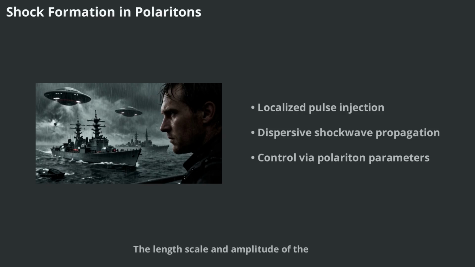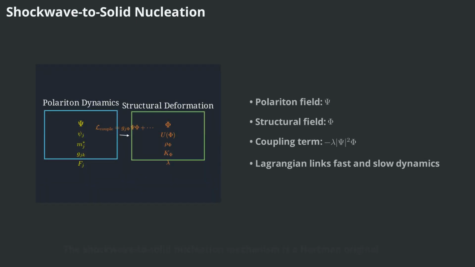The length, scale, and amplitude of the shock are determined by the effective mass, interaction coefficients, and the strength of the injected pulse. This process is central to the mechanism of shock wave to solid nucleation. The shock wave to solid nucleation mechanism is a Hartman original, providing a pathway for ultrafast solidification of polaritonic matter.